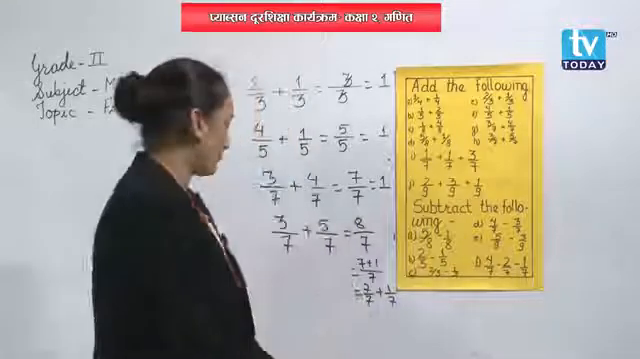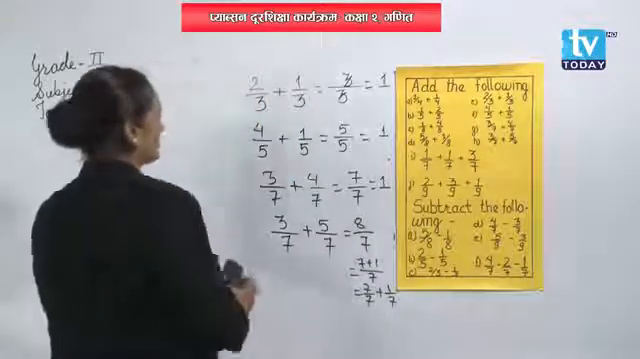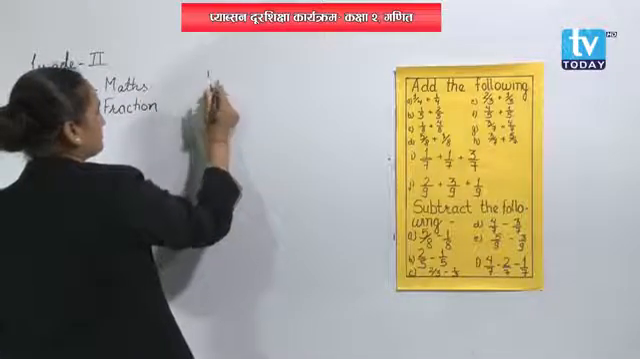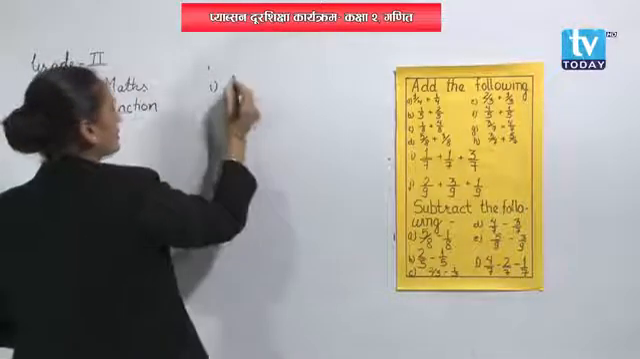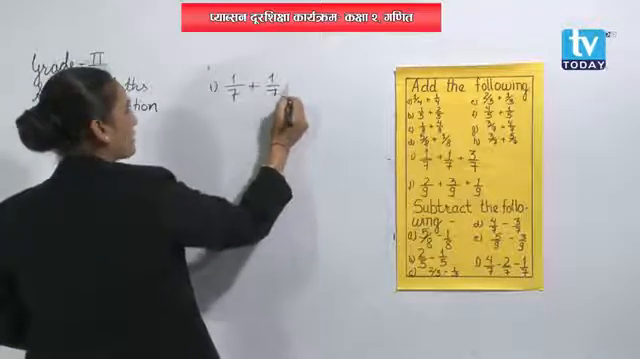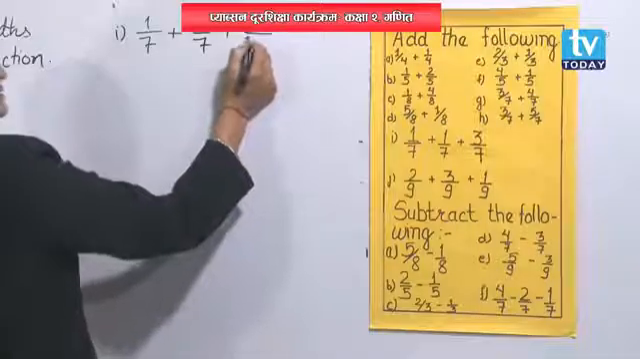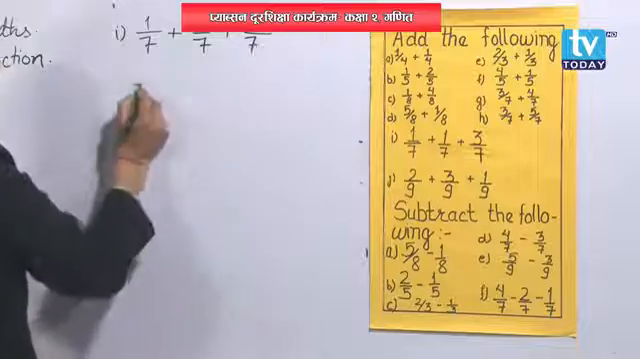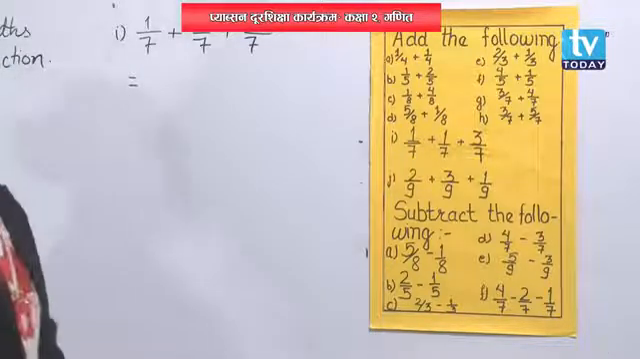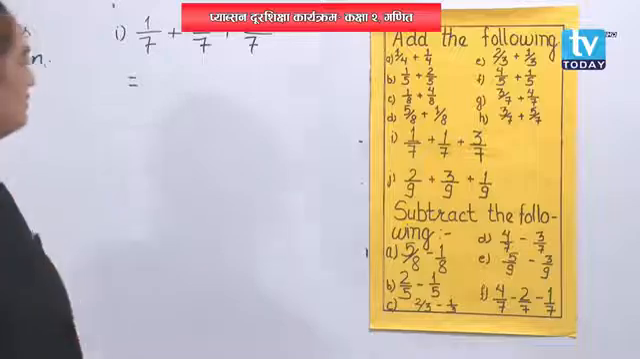Okay, now let's go on to the next question. Question number 1: when we add 1/7 plus 3/7, what will be its answer? Tell me, students, what will be its answer?